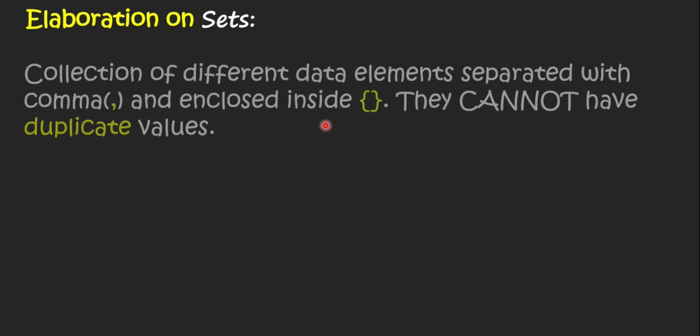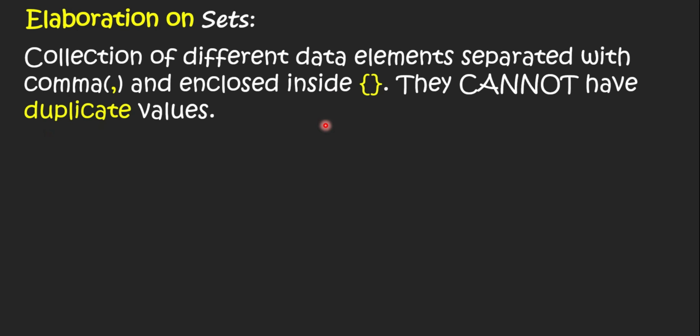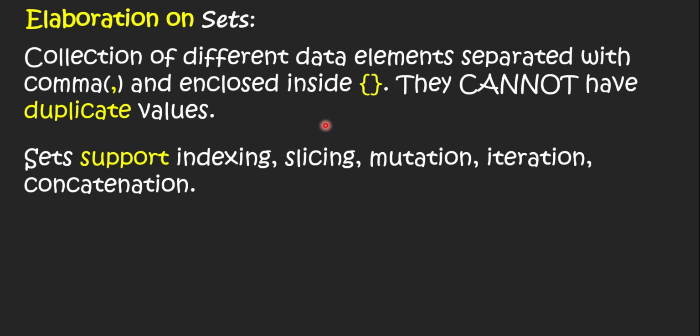Alright. So our next data type is sets. Let us have an elaboration on it. A set is a collection of different data elements separated with commas, and it is enclosed inside curly brackets. They cannot have duplicate values. This is an important point. Sets support indexing, slicing, mutation, iteration, and concatenation. We have already seen all of these in strings and lists, so we could use the same ideology over here.